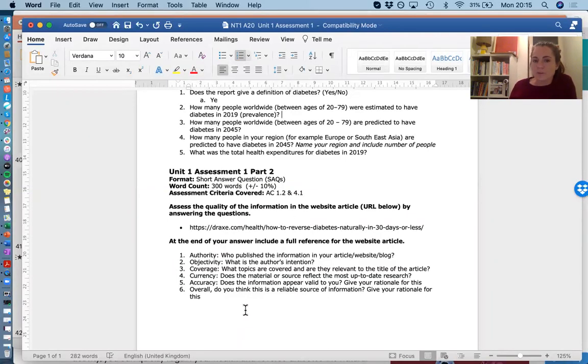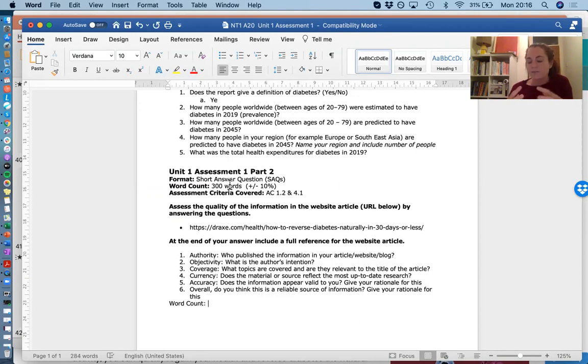What's also important to include here is the word count at the end. So you can just write here word count and put in the amount of words that you used to answer this question. It is important that you stick within the word count. So the word count here is 300 words and it's plus or minus 10%. So you can submit 270 words or you can submit 330 words. That's the range. But it is important that you stay within the word count.